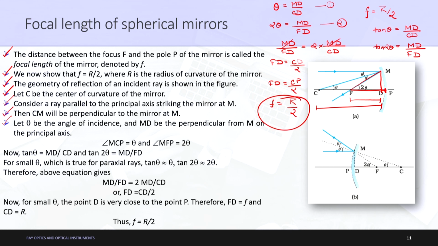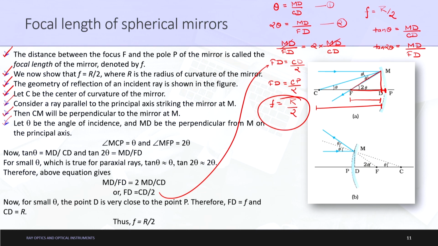Okay, so just read here. For small theta, which is true for paraxial rays, tan theta is approximately equal to theta, and also tan 2 theta is approximately equal to 2 theta. Therefore, the above equation gives MD by CD is equal to 2 MD by FD, or FD is equal to CD by 2, which we have derived here. So, this is the same: FD is equal to CD by 2.